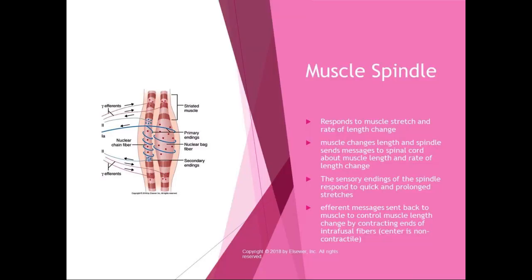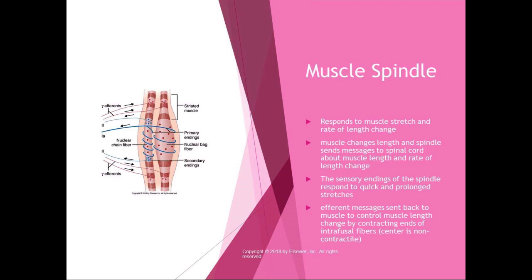So the muscle spindle, it's a 1A if you care. But it responds to muscle stretch and the rate of length change. So the muscle changes length, and the spindle sends a message to the spinal cord about muscle length and the rate of length change. The sensory endings of the spindle respond to quick stretches and prolonged stretches. Efferent messages are sent back to the muscle to control muscle length change by contracting the ends of the intrafusal fibers. The center is non-contractile.